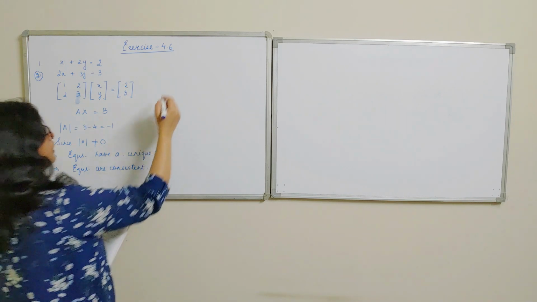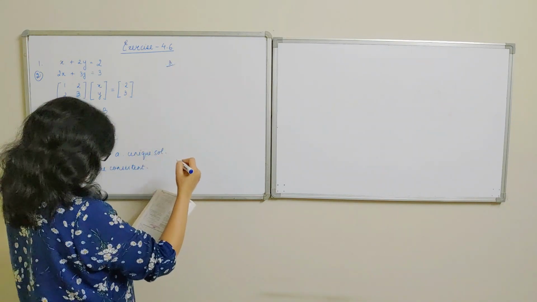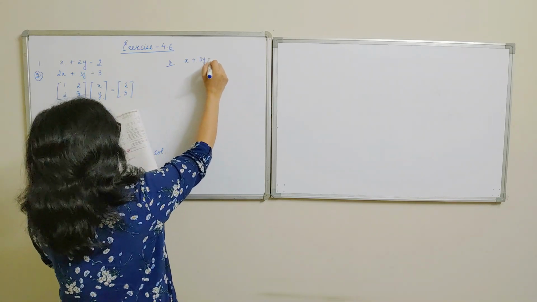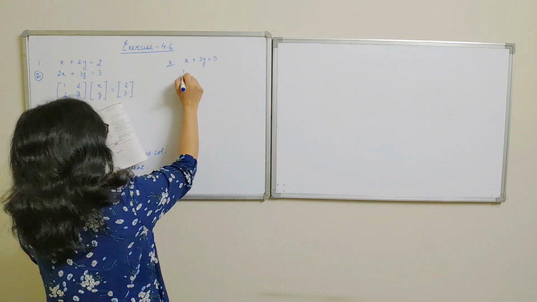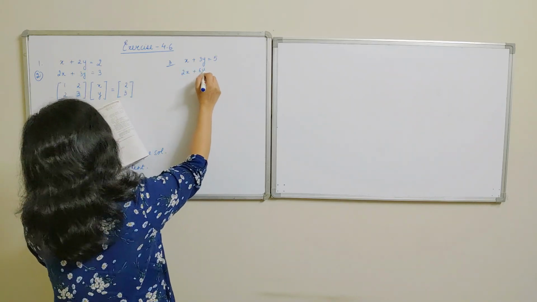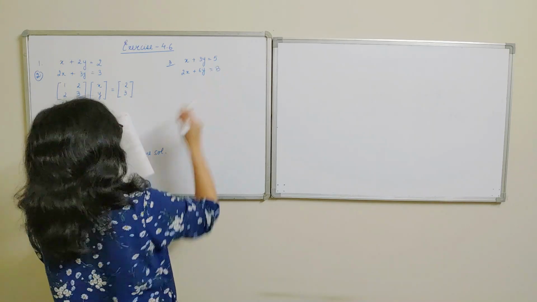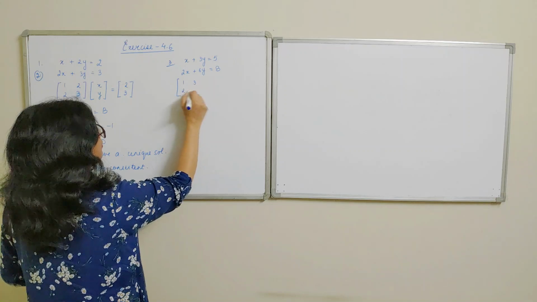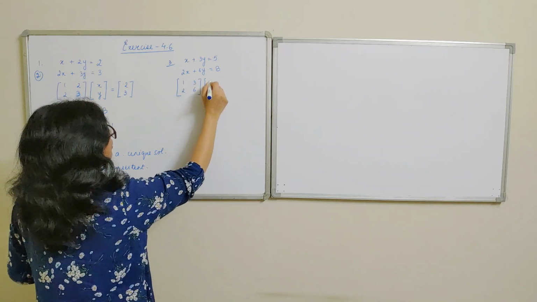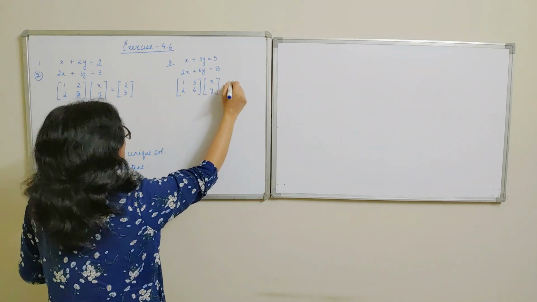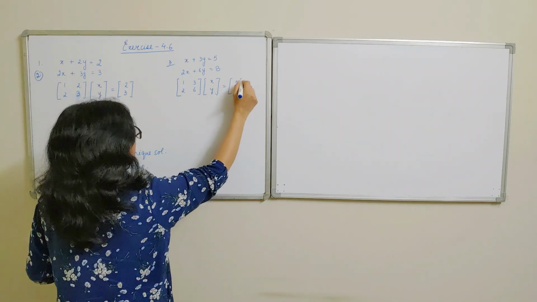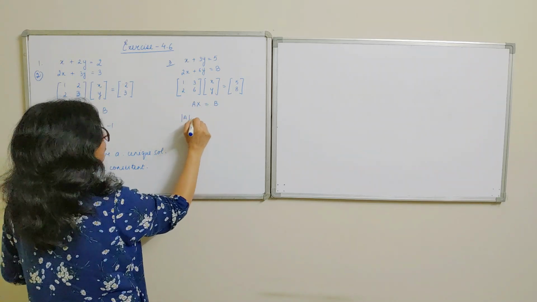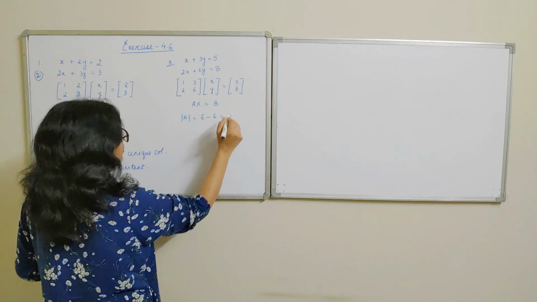Okay, then next I'm going to take up here question number 3. The equations are x plus 3y is 5 and 2x plus 6y is 8. So the first matrix is this, X, Y. This is matrix B. So when we find out the determinant, it turns out to be 0.